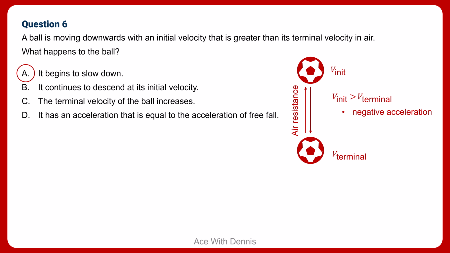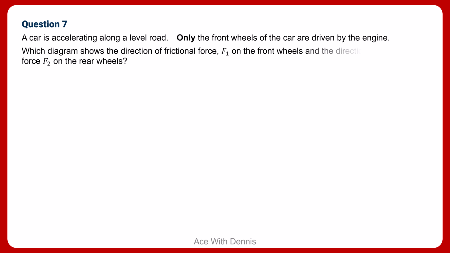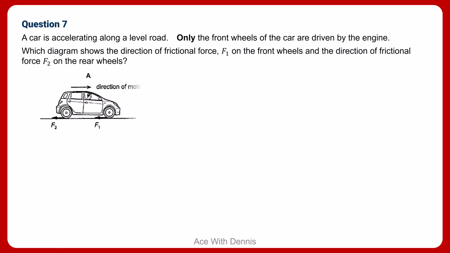Question 7. A car is accelerating along a level road. Only the front wheels of the car are driven by the engine. Which diagram shows the direction of frictional force F1 on the front wheels and the direction of frictional force F2 on the rear wheels? So this is option A, option B, option C, and option D.